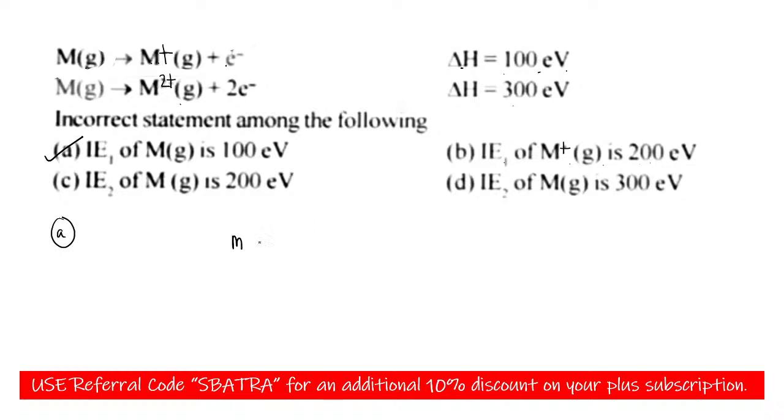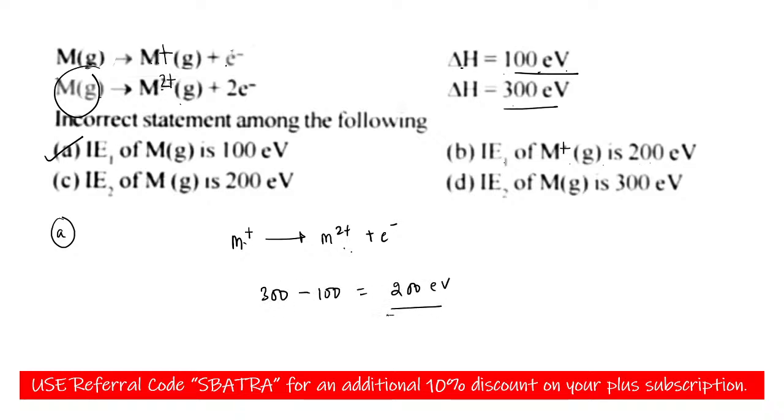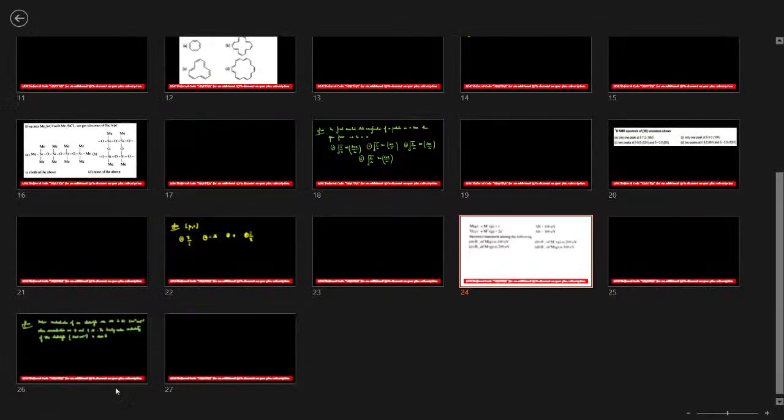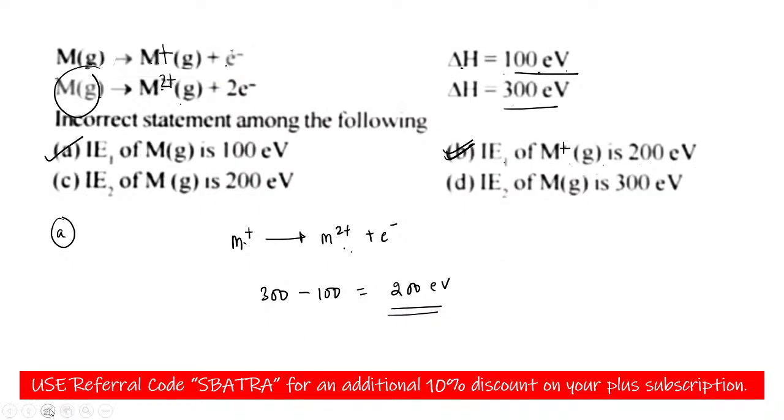So what is the ionization energy of M positive? That means M2 positive plus electron. If I'm taking two electrons from metal gas, that is 300. If I'm taking one electron, that is 100. So definitely from M positive to M2 positive, that would be 300 minus 100, which is equal to 200 electron volts. So this is also a correct equation.